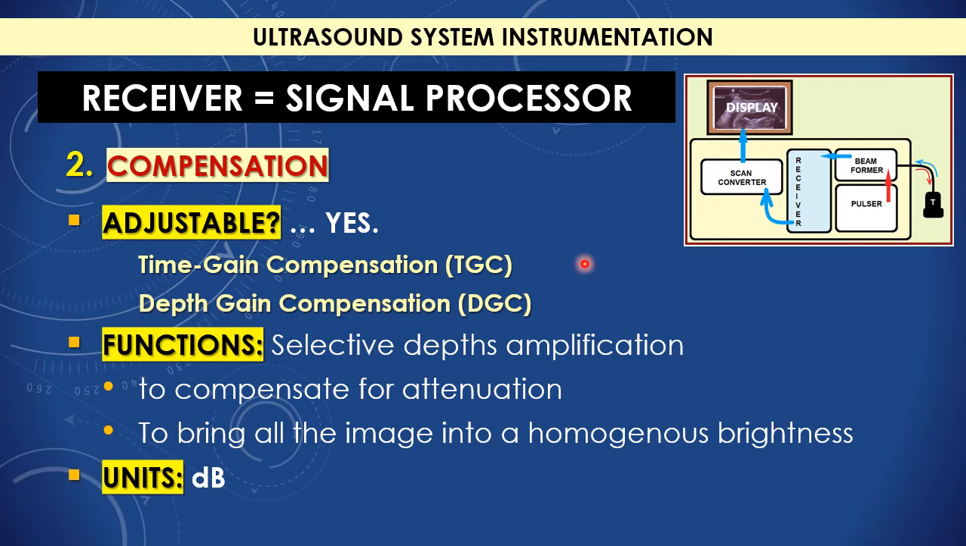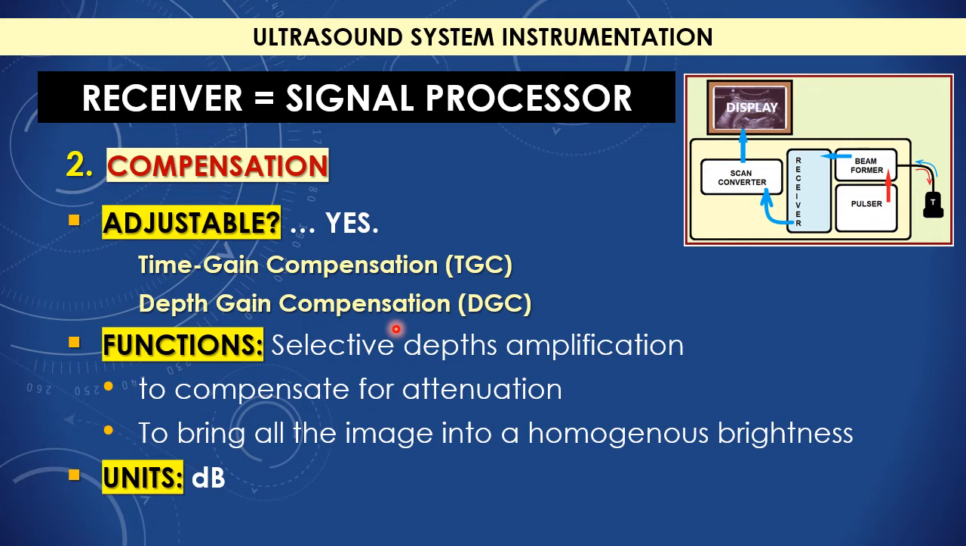Is this compensation adjustable? Yes. And what are the key controls? The key controls are the time gain compensation, TGC, or the depth gain compensation, DGC. Both are the same. What is the function of these TGCs or DGCs?